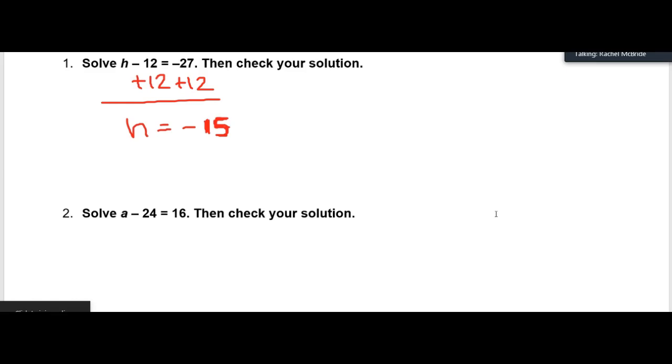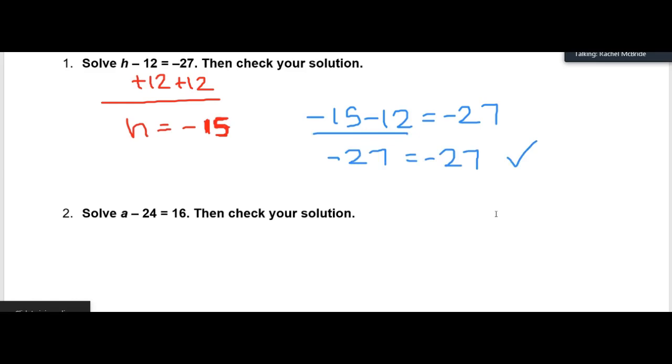All right, Sierra, go ahead. Fantastic. Negative 15 minus 12 equals negative 27. Add those like terms together, and we get negative 27 equals negative 27.